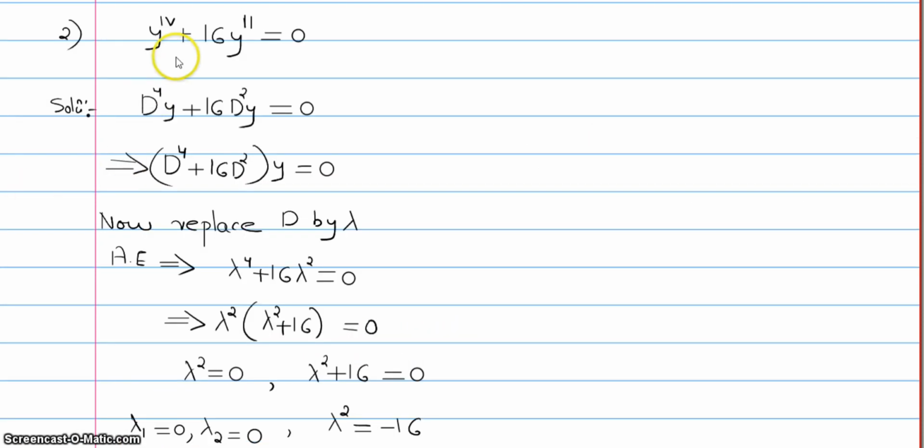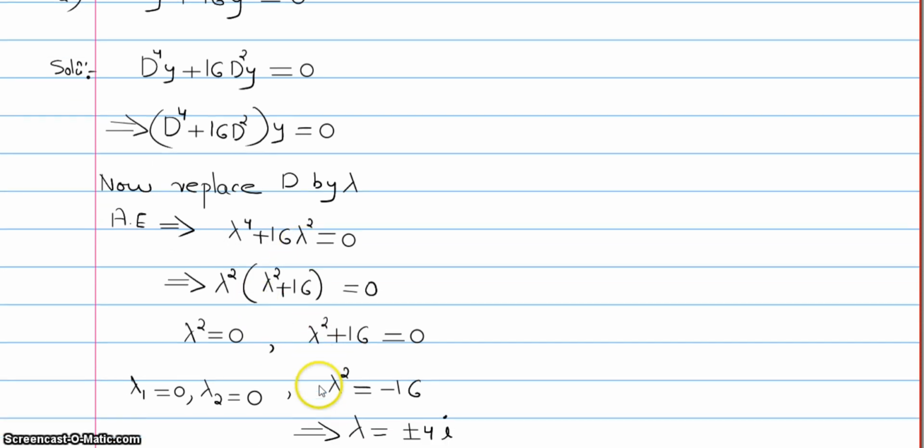Next problem, y raised to 4 plus 16y double dash equal to 0. y raised to 4 means the fourth derivative of y. So we can replace it by D raised to 4 y plus 16 D square y. Taking y as common outside, we will get D raised to 4 plus 16 D square, y equal to 0. Now to find the auxiliary equation, replace the capital D by lambda. We will get the auxiliary equation as lambda raised to 4 plus 16 lambda square equal to 0.